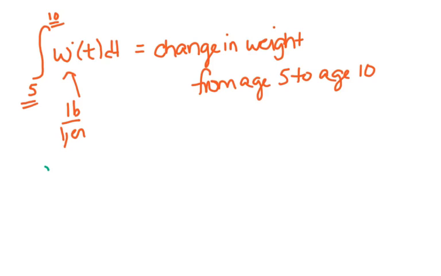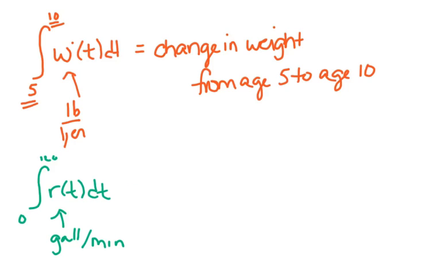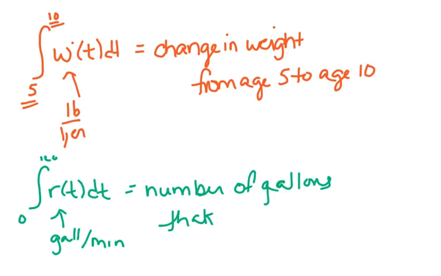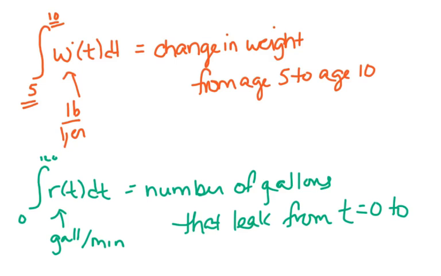If oil leaks from a tank at a rate of R of t gallons per minute at time t, the integral from 0 to 120 of R of t dt will give you the number of gallons that leak from that leak, from t equals 0 to t equals 120.